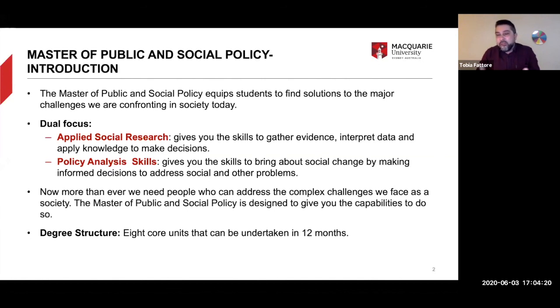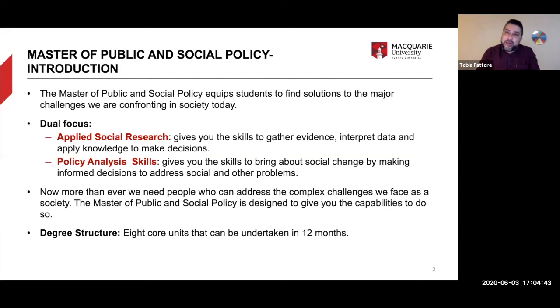So the major issues facing Australia today and into the future, and really for that matter, the world of the future, all have a social dimension. And this is the case for issues such as poverty or food security or climate change or inequalities or healthcare, education, economic crisis or population aging.